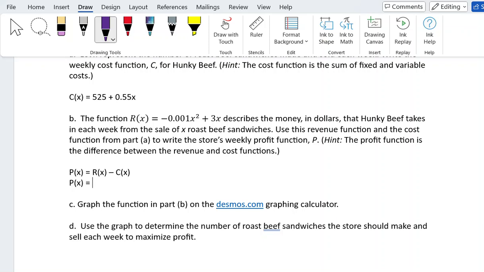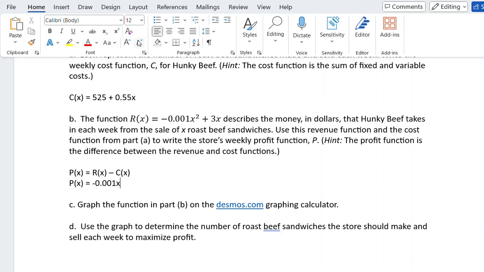The revenue function is negative 0.001x squared plus 3x. And then that is minus the cost function, which we put in parentheses because we are subtracting both of those pieces, all of the costs. So that's my profit function, and now I'm going to do some simplifying.